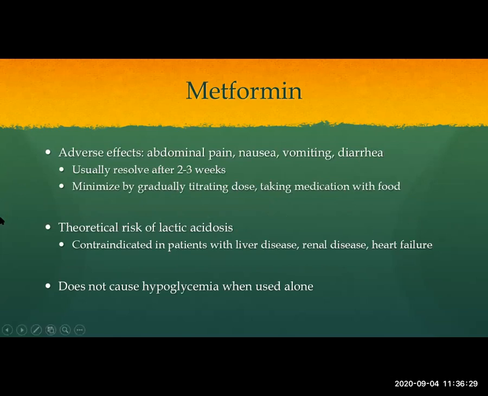The potential adverse effects are most commonly GI side effects, so abdominal pain, nausea, vomiting, diarrhea. Some people develop them at the beginning, but then they resolve after a couple of weeks. I always tell patients to take the medication with food because that tends to minimize the GI upset. And also, you usually start at a lower dose and then titrate up. The reason for starting at 500 and then increasing is so that you make sure that they tolerate the dosing, rather than starting them on 1,000 or 2,000 right away.